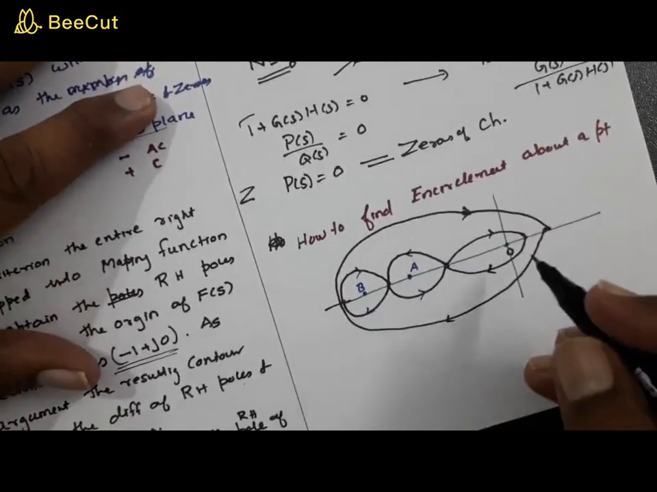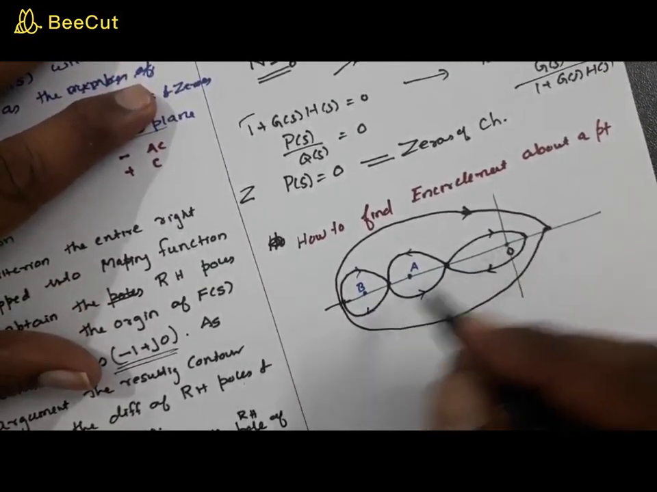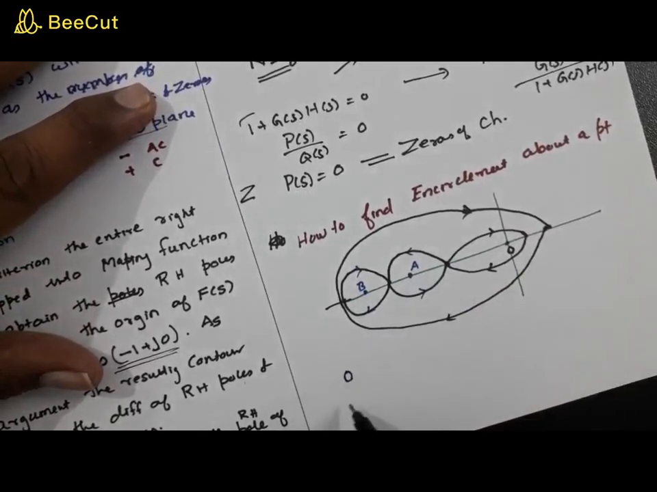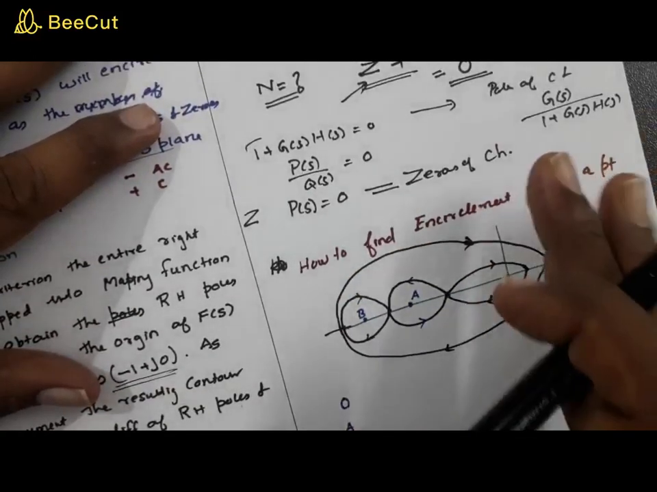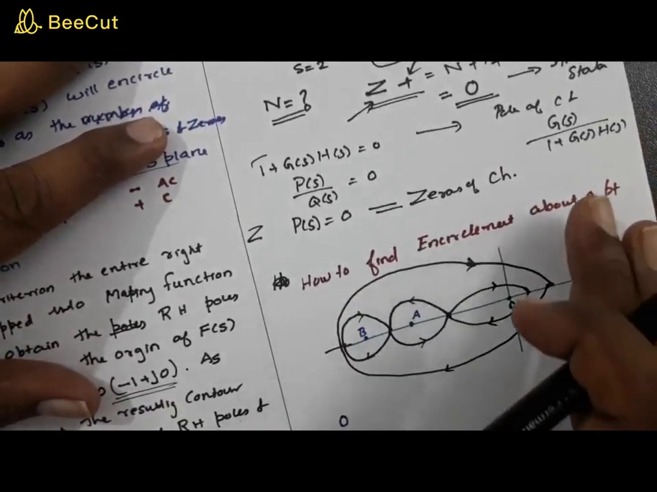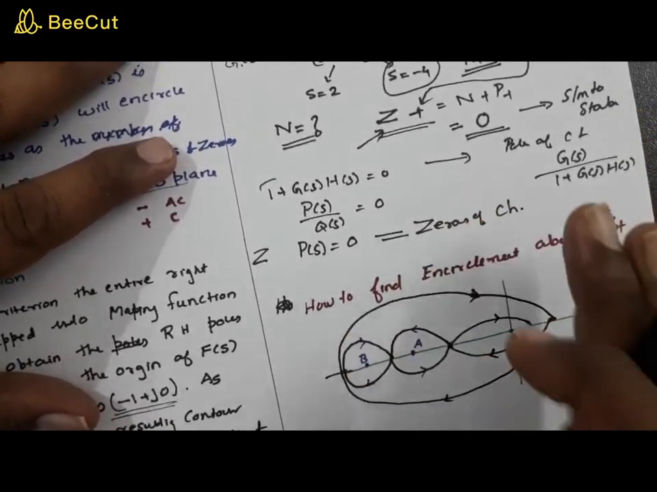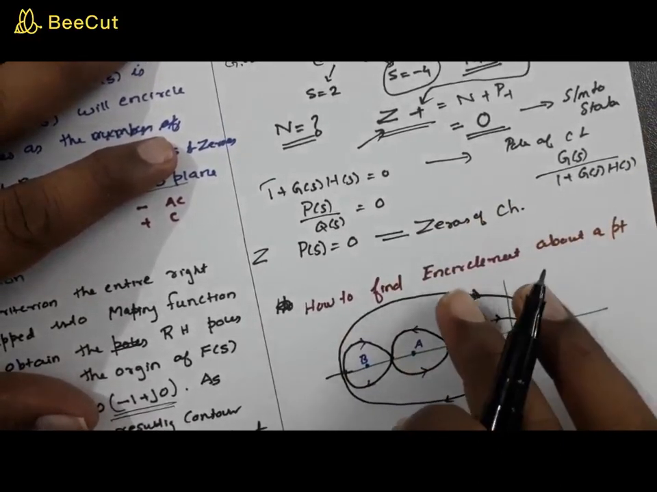I am just doing it. As an example, I have considered an origin O, then you have A, then you have B. How to find out the encirclements? So imagine that this is the Nyquist diagram that you got. You don't have to worry about how to obtain this Nyquist plot.